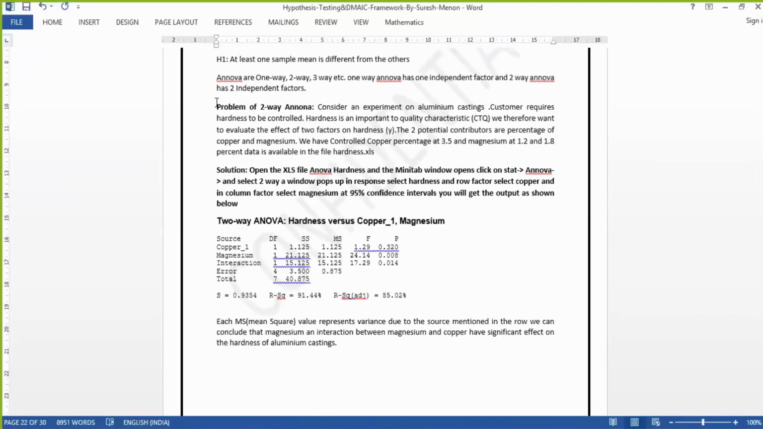Now a problem of two-way ANOVA. Consider an experiment on aluminum castings. The customer requires hardness to be controlled. Hardness is an important quality characteristic, CTQ. We therefore want to evaluate the effect of two factors on hardness. The two potential contributors are percentage of copper and magnesium. We have controlled copper percentage at 3.5 and magnesium at 1.2 and 1.8. The data is available in the file hardness. So open the XLS file ANOVA hardness and the Minitab window opens.